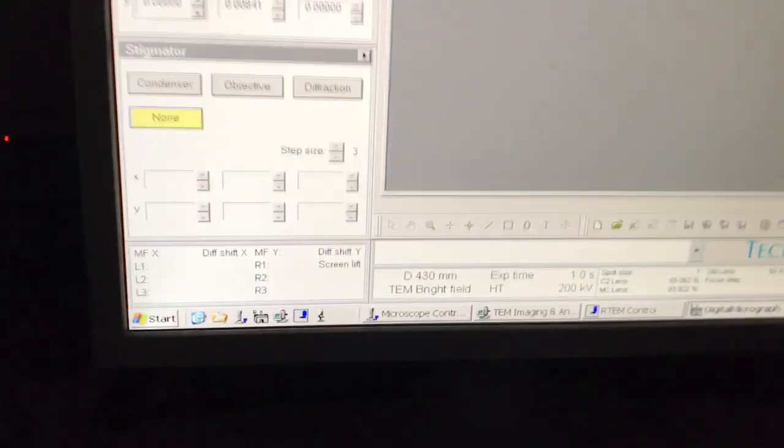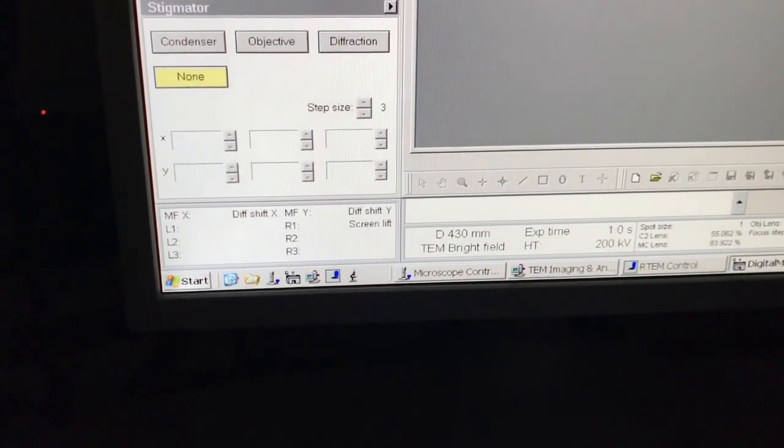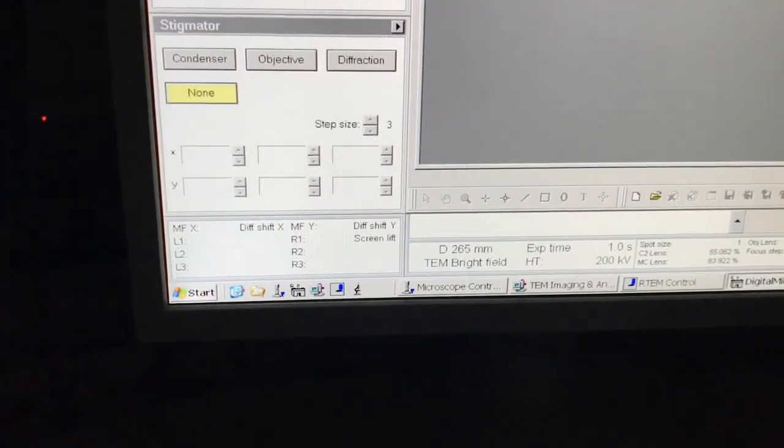So this is up to you, what you set this at when you record it. Depending on the structure and what you're trying to see, you may need a short camera length, or you may need a longer camera length. Generally speaking though, on this instrument, I like to use either the 430 indicated or the 265 indicated.